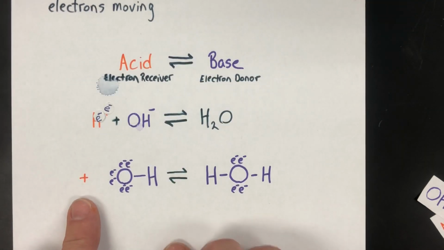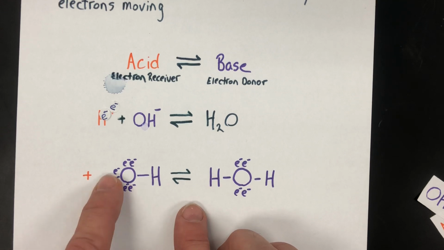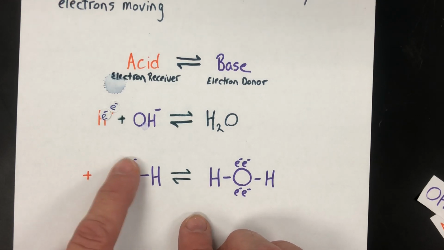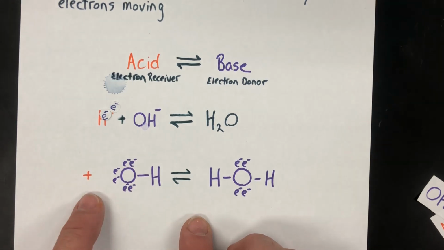So here's the Lewis structure for this. Here's the hydroxide. Here's an oxygen with 6 unshared pairs of electrons. Here's a shared pair of electrons. And there's the proton.